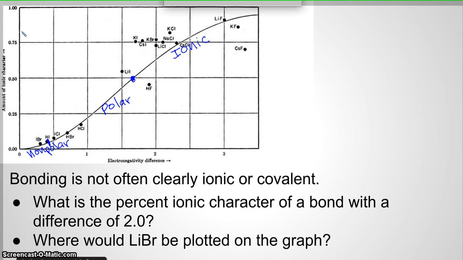What is the percent ionic character of a bond with a difference of 2.0, meaning electronegativity difference of 2.0? So an electronegativity difference of 2.0 would fall right here on our graph, and we can see that that would be between 0.5 and 0.75, so maybe 0.62, which we could say is 62% ionic.